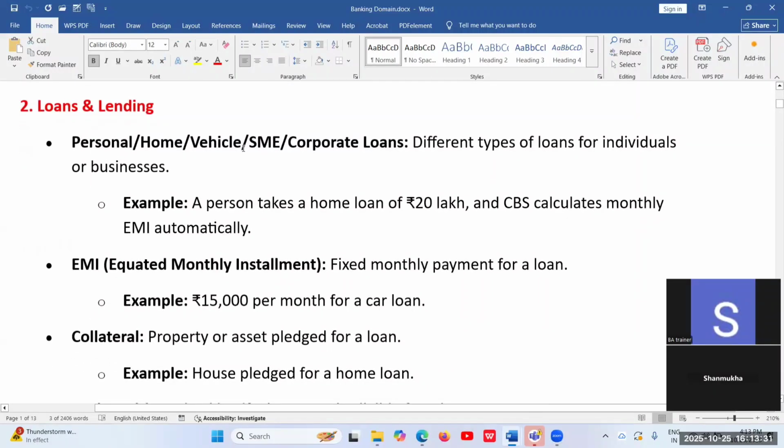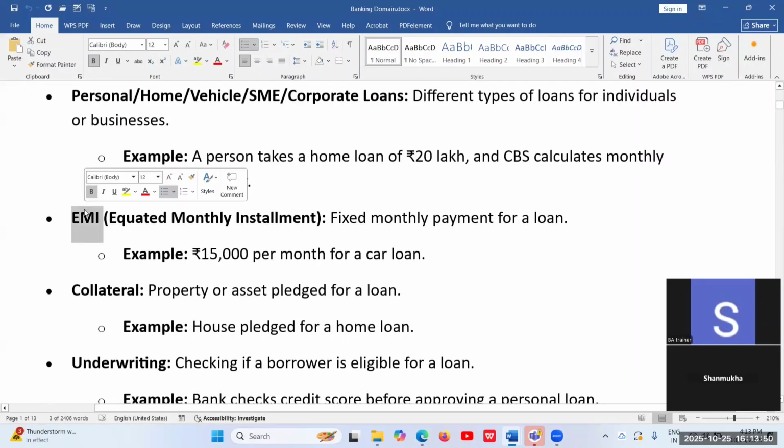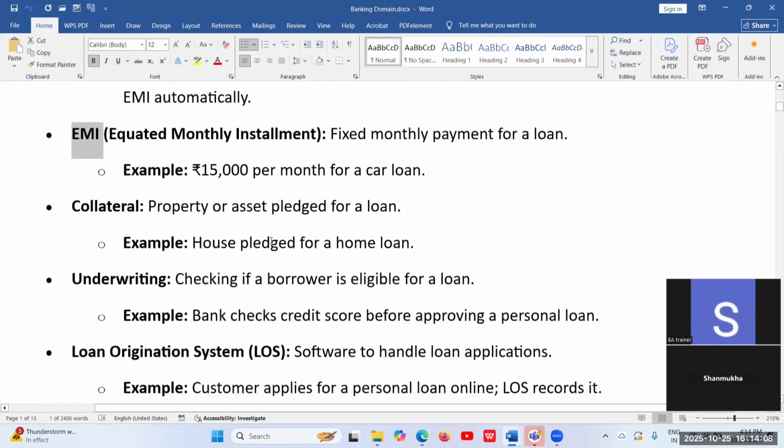Next we have loans and lending. First, understand loans: in the banking industry there are different types of loans, like personal loan, home loan, vehicle loan, corporate loan. There are so many types of loan. The next one is EMI. EMI is the abbreviation for equated monthly installment, where the one who borrowed from the bank pays monthly, every month. I hope everyone is already aware of this because it is widely used.